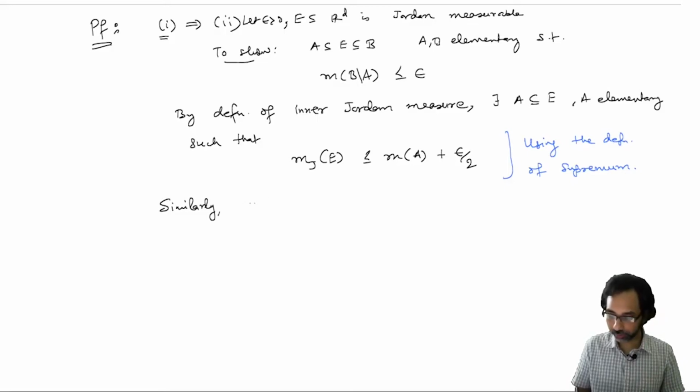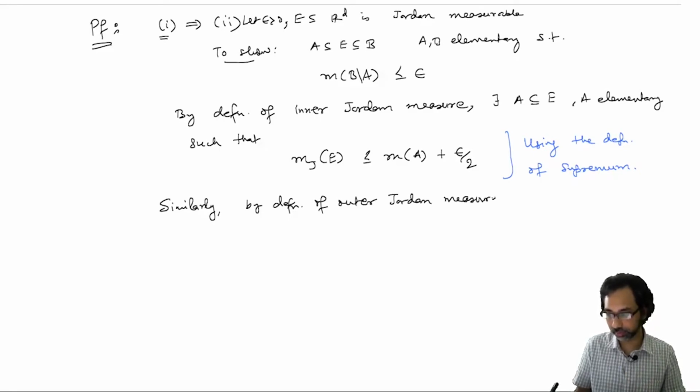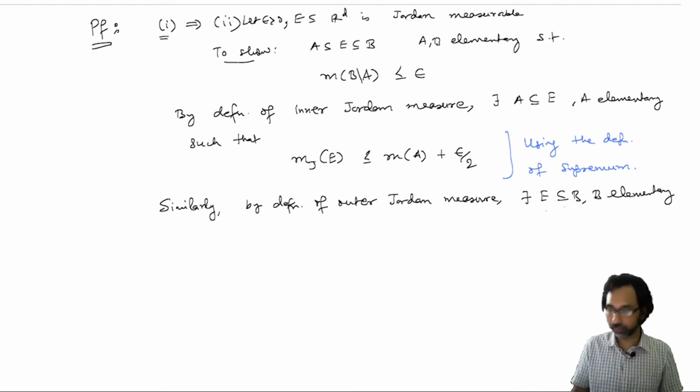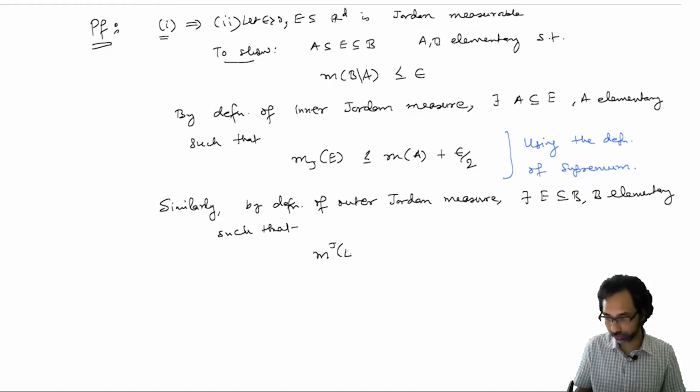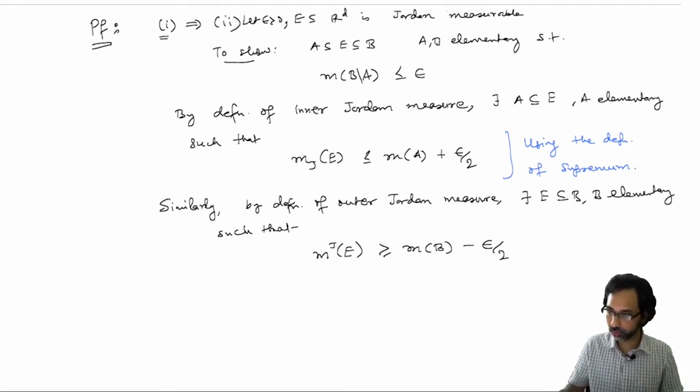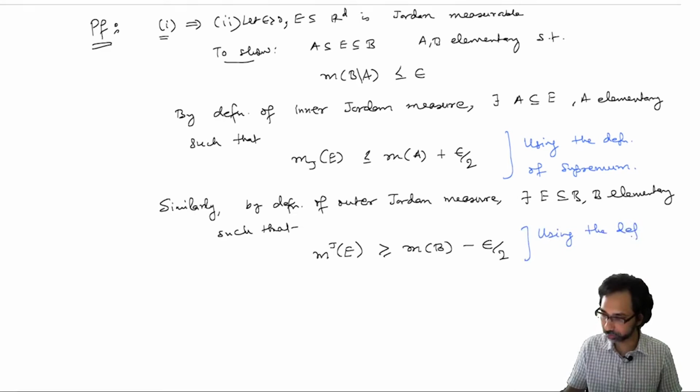Similarly, by definition of outer Jordan measure, there exists an elementary subset B covering E such that the outer Jordan measure of E is greater than or equal to m of B minus epsilon over 2. Now this is just using the definition of the infimum.